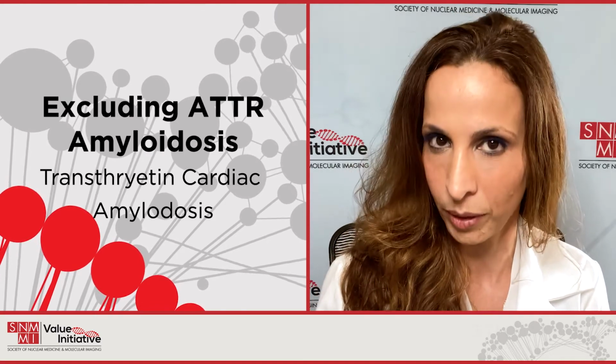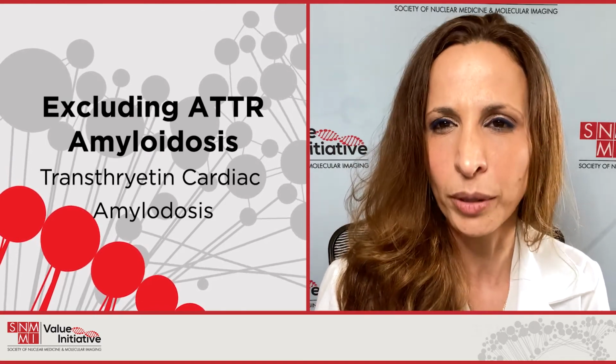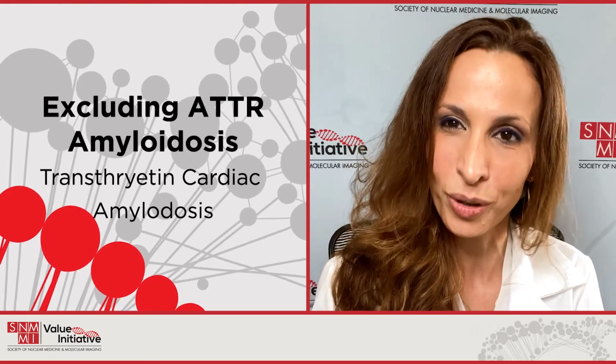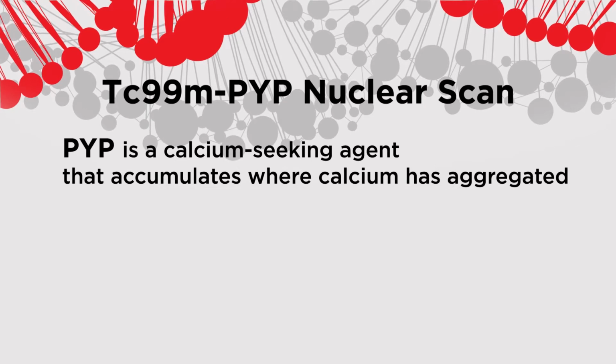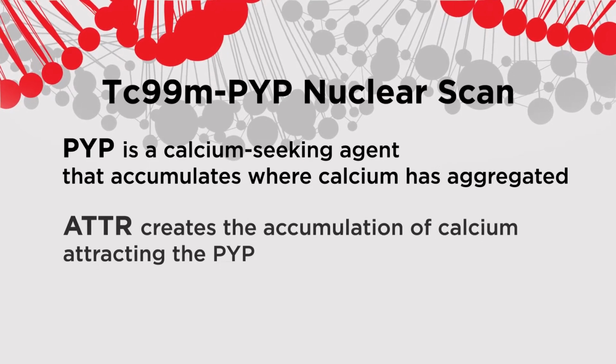also known as transthyretin cardiac amyloidosis. ATTR amyloidosis can be diagnosed in the nuclear medicine division. And why? It's because we have what is called a PYP nuclear medicine bone scan. The PYP is actually a calcium-seeking agent. So when we inject the tracer into the patient and the patient has ATTR amyloidosis, it will create an accumulation of calcium, which will attract the PYP into the cardiac muscles. So now you know the connection between a bone scan and cardiac amyloidosis.